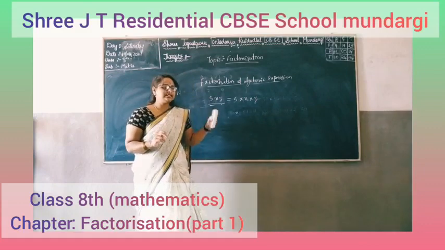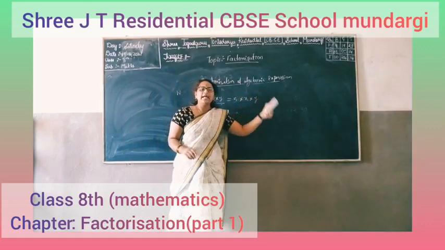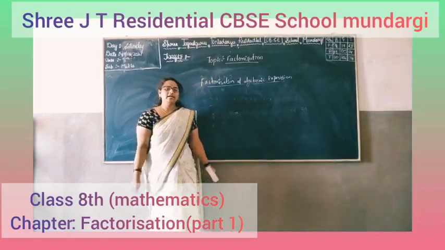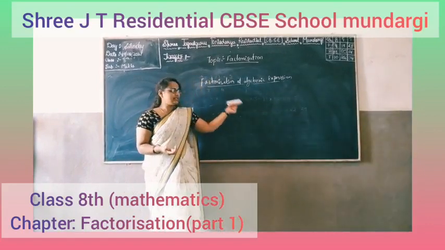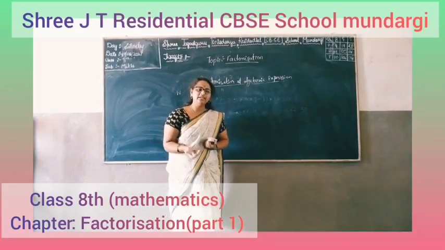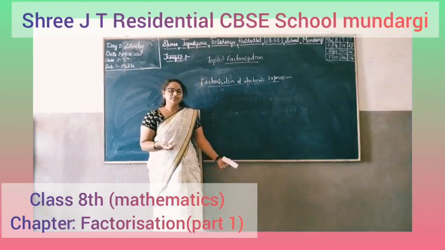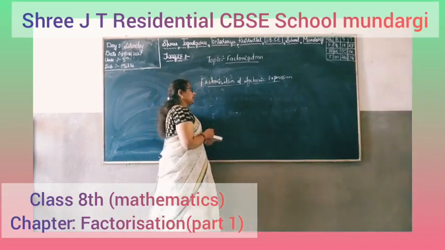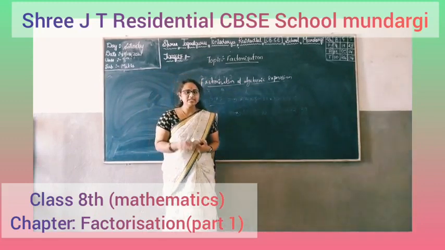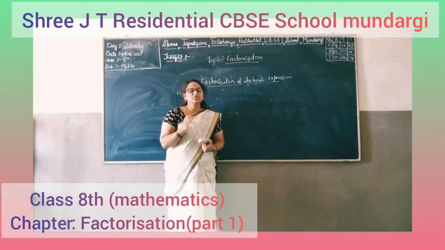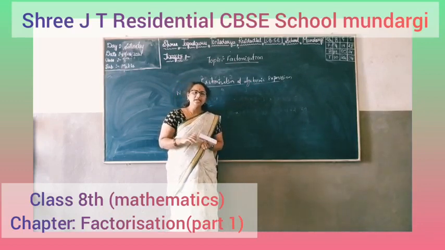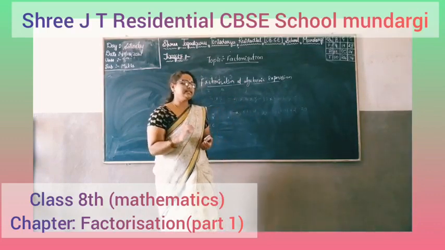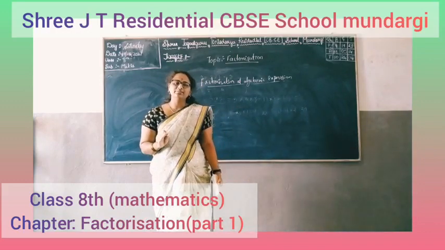Prime factor, so it is an example of an algebraic expression. Next, go to factorization. You have an algebraic expression, so how do we find the factors? What is factorization? Factorization means the step of finding the factors of algebraic expressions also. This algebraic expression includes numbers and algebraic terms.